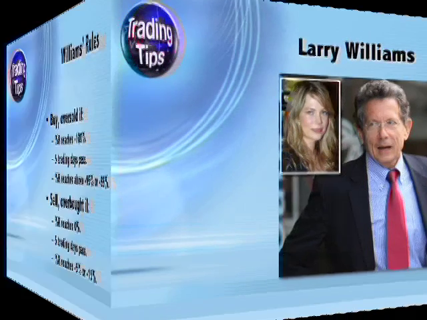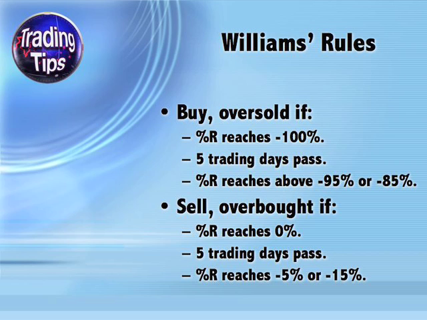How about that? Generally, a value of negative 80% or lower means a stock is oversold, and a value of negative 20% or higher means it's overbought. But these are just general guidelines. Larry Williams had a more sophisticated system for using his oscillator.